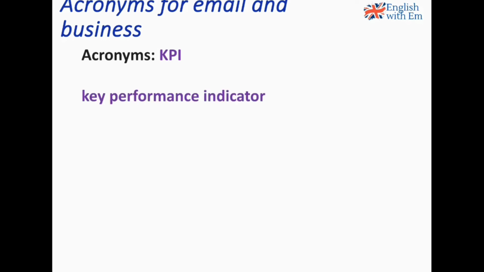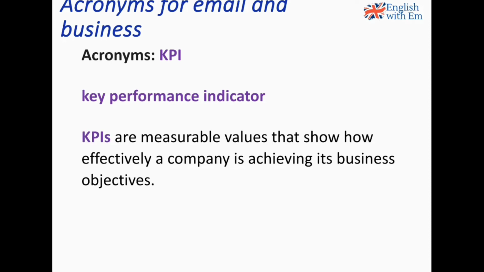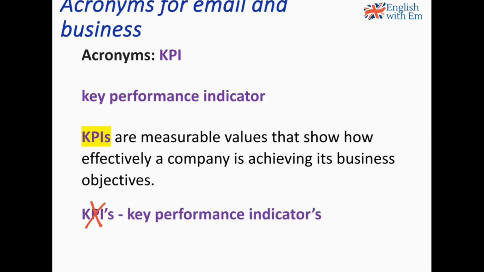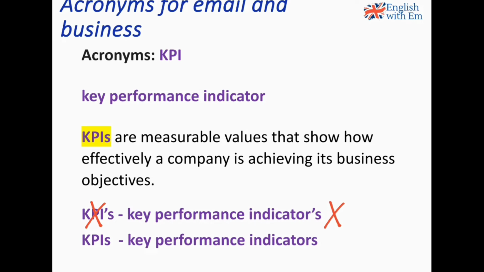KPI, Key Performance Indicator. KPIs are measurable values that show how effectively a company is achieving its business objectives. And I just want to point out here the way that it's written. It's in the plural form. Now you might see it like this, KPI's with an apostrophe. Now that is not correct, because that would mean key performance indicators in a possessive sense. And it's not possessive. It is in fact plural, key performance indicators as in more than one.